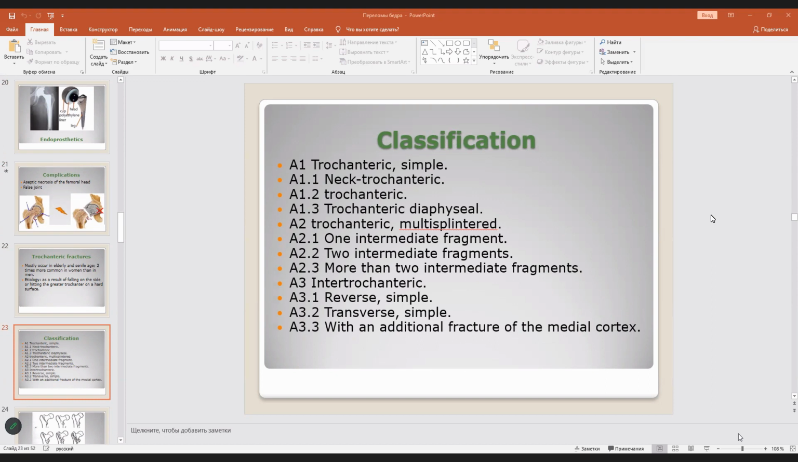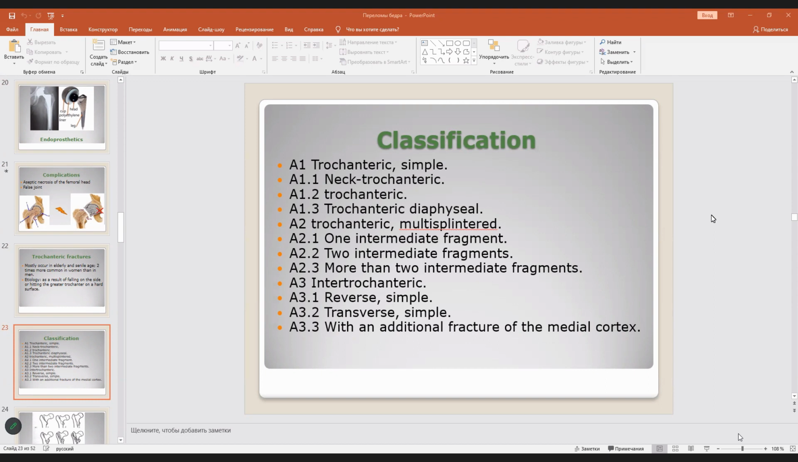Type A. A1, trochanteric simple. A1.1, neck trochanteric. A1.2, trochanteric. A1.3, trochanteric displaced, diaphyseal. A2, trochanteric, multisplintered.